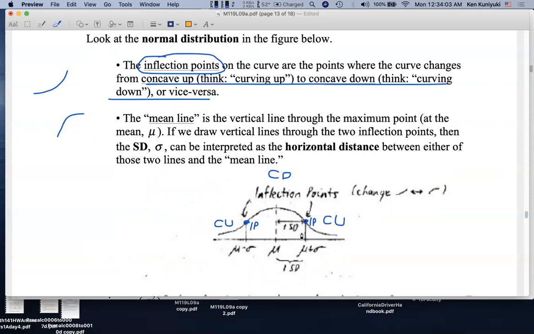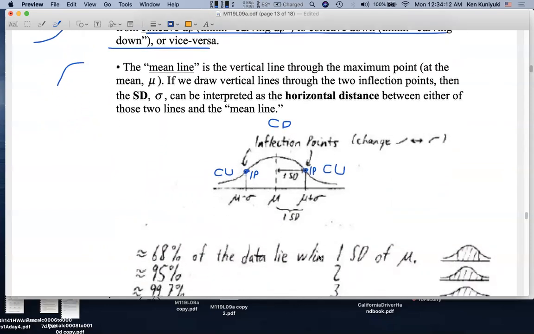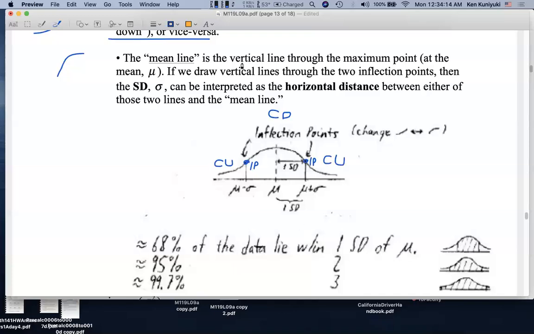But it is helpful if you want to get some sort of geometric sense as to what 1 standard deviation is, if you have a roughly normal distribution. So, what is 1 standard deviation? Again, think of this flag here at the mean, this flagpole at the mean. The mean line is the vertical line through the maximum point of this bell curve. Now, if we draw vertical lines through the 2 inflection points over here and over here, then 1 standard deviation, 1 sigma, will be the horizontal distance between the mean line and either inflection point.